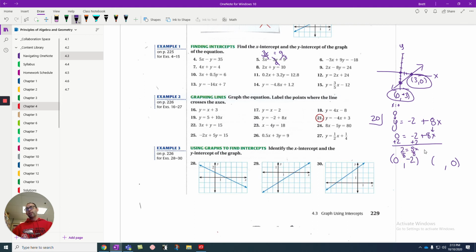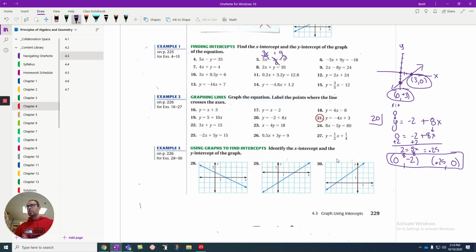Now the calculator, if we did that, will give us a number of 0.25. The textbook would probably say 1/4, but 1/4 and 0.25 are the same thing. So I don't really care which method you use. But that's what we're going to do. We plug 0 in for x, get an answer. Plug 0 in for y, get an answer.